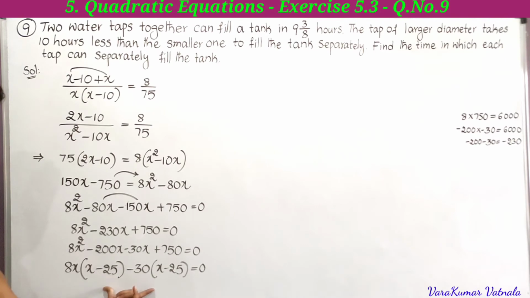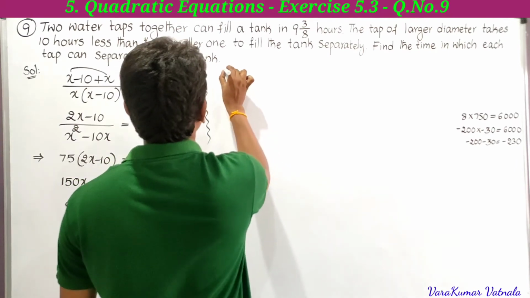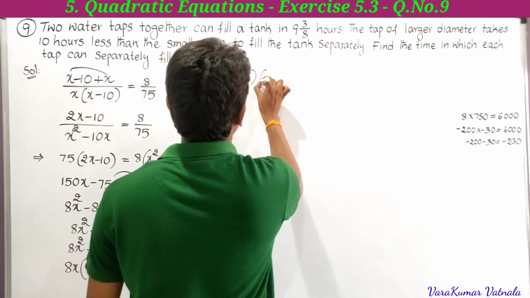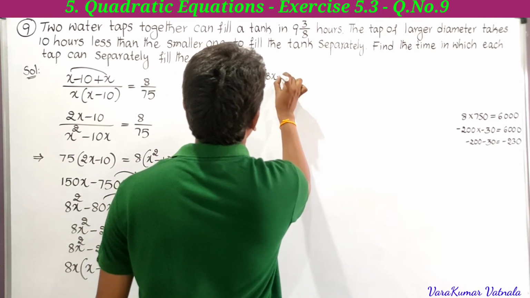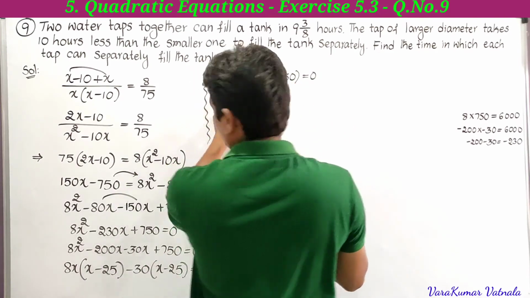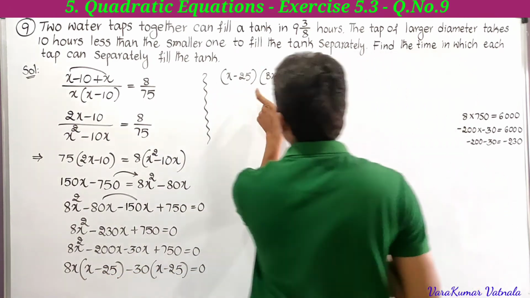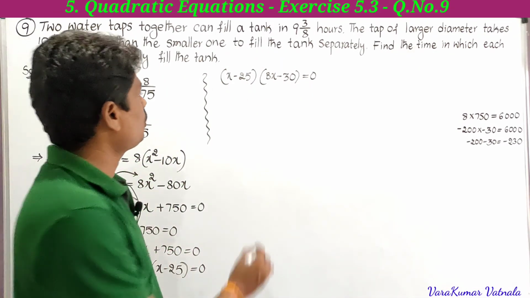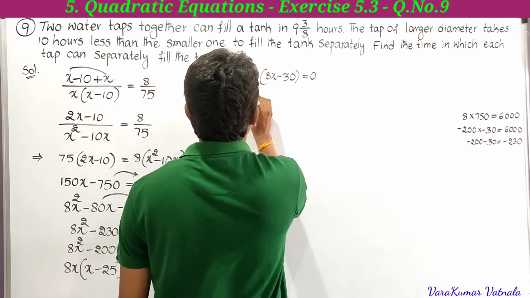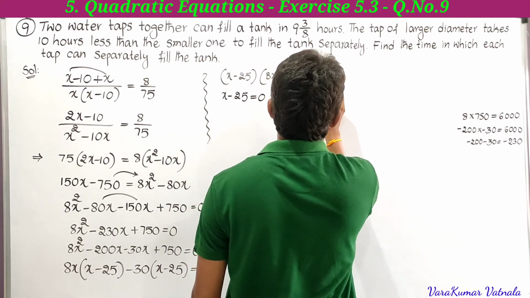So in these two again x minus 25 is common. If we take x minus 25 as common, we get x minus 25 into 8x minus 30 equal to 0. So either x minus 25 is equal to 0 or 8x minus 30 is equal to 0.